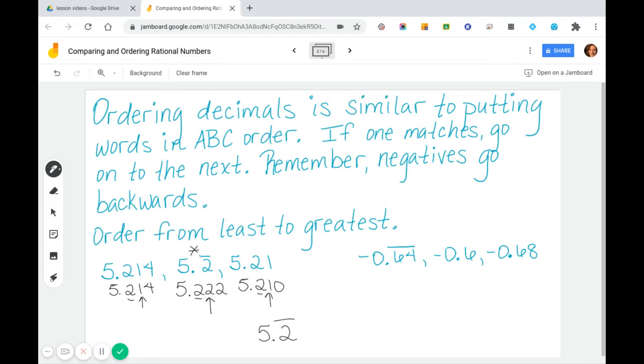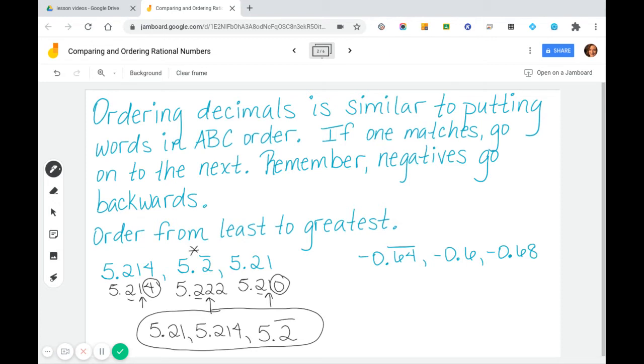So 5.2 repeating. Now, on the other two, they both went from 2 to 1. So I need to move on to the third digit. I'm comparing a 4 with a 0. 0 would be smaller. So the one that comes first in this whole list is the 5.21. Then it would be the 5.214. And then we had already determined that the 5.2 repeating was the biggest. So there's my numbers in order from smallest to biggest, least to greatest.